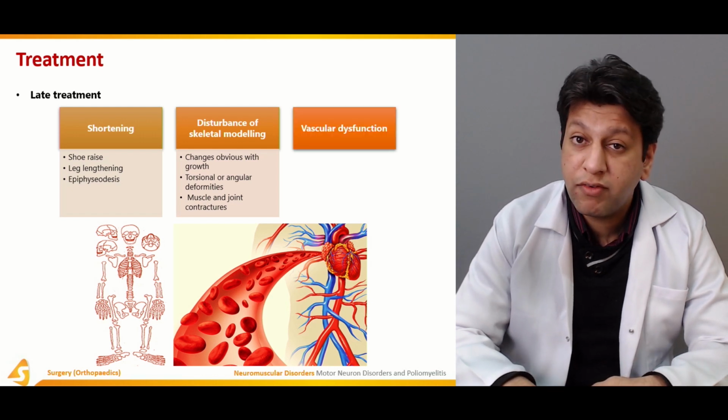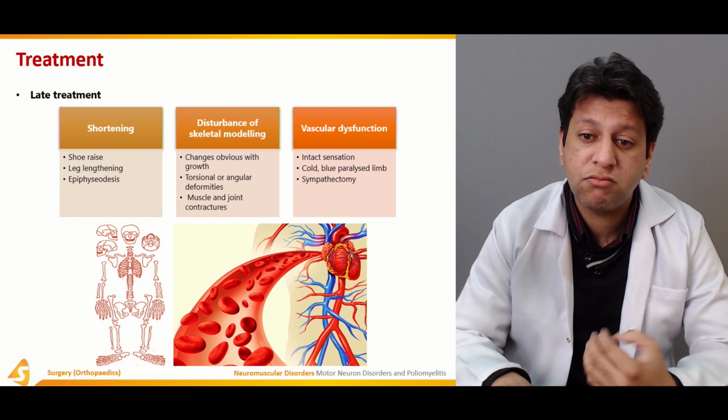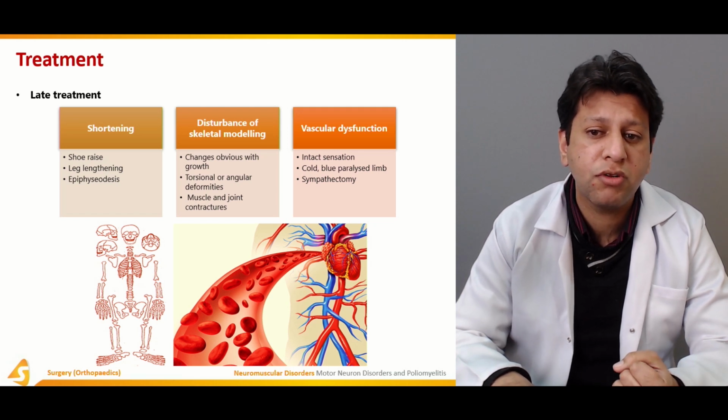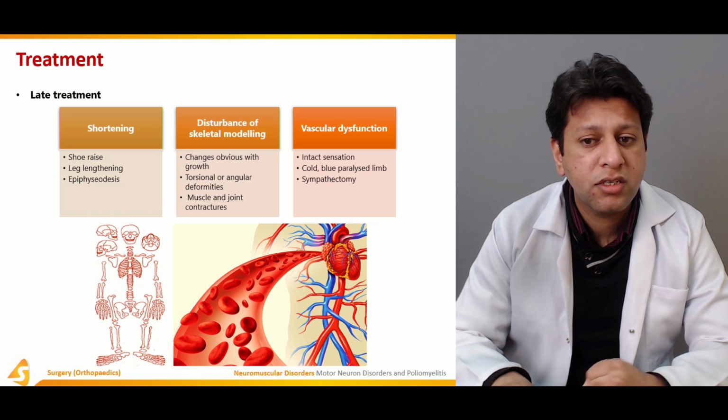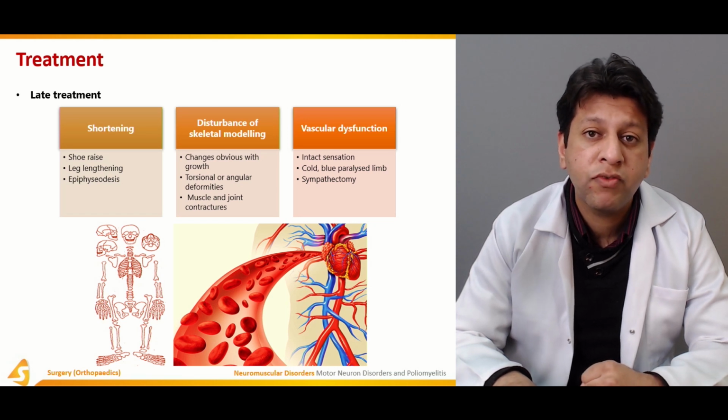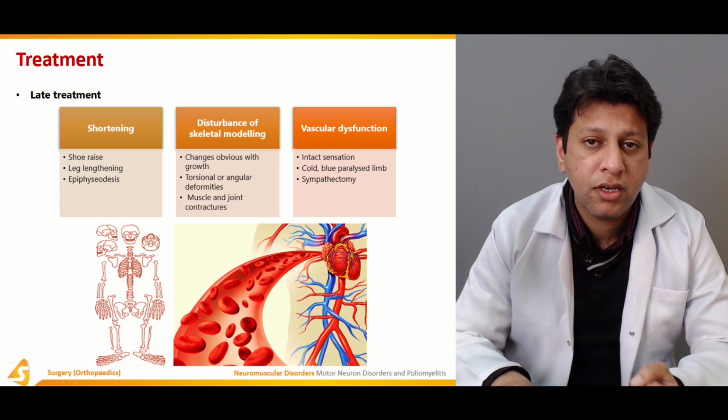There may be associated vascular dysfunction, where there is intact sensation but usually a cold, blue, paralyzed limb. Sympathectomy may be an option if there is a chance that this would eventually result in gangrene.